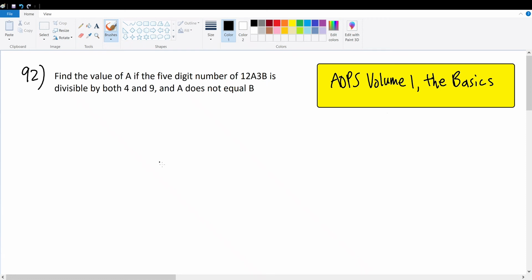AoPS Volume 1, The Basics, number 92. Find the value of A if the 5-digit number 12A3B is divisible by both 4 and 9, and A does not equal B.